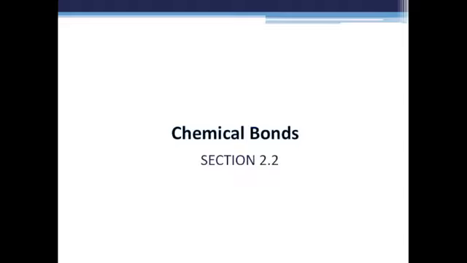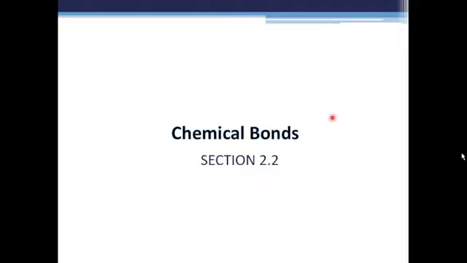In this lesson, we are going to talk about chemical bonds. In the last lesson, section 2.1, we learned about different elements, atoms and electrons, especially why the valence shell is important. Now, in this section, 2.2, chapter 2, we will build directly on that foundation.